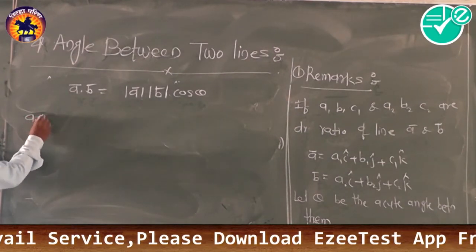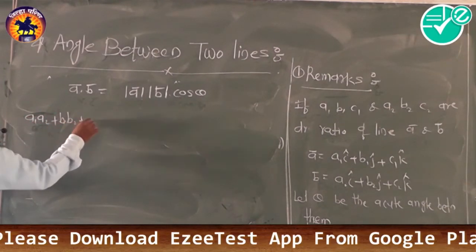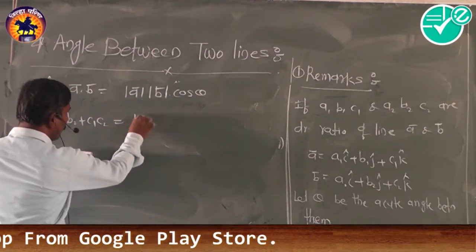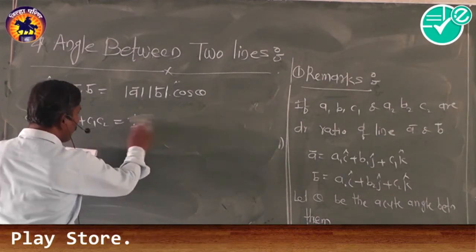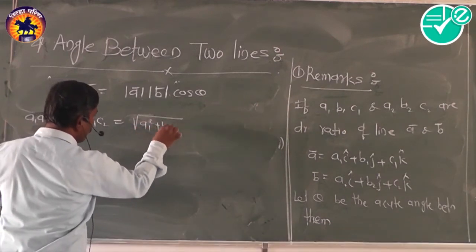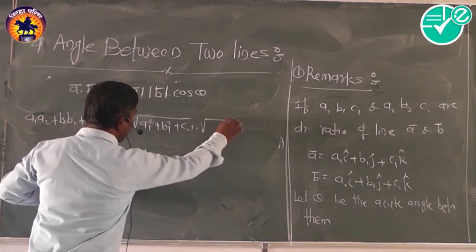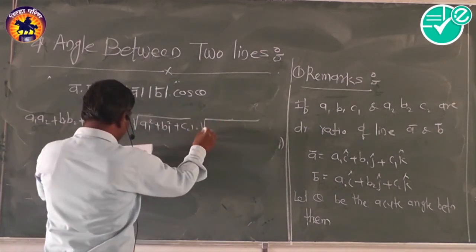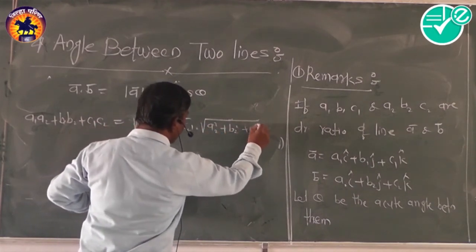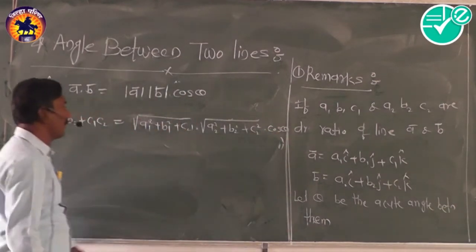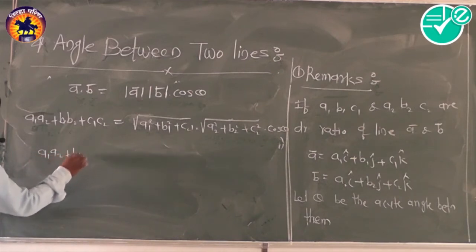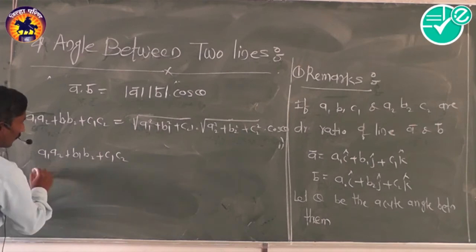this will be a1, b1, c1 and a2, b2, c2. Mod of A bar means magnitude, under root of a1 square plus b1 square plus c1 square, and next under root of a2 square plus b2 square plus c2 square into cos theta. So this will be a1 a2 plus b1 b2 plus c1 c2.